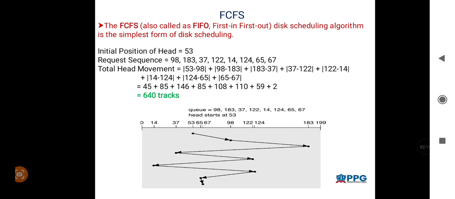The below diagram shows how the hard disk head moves for the request sequence 98 to 67 using the first come first serve disk algorithm. In this diagram, initially the head position is 53 and the request sequence is 98 to 67. The head moves from 53 following the sequence order. Finally, we get the total head movement as 640.